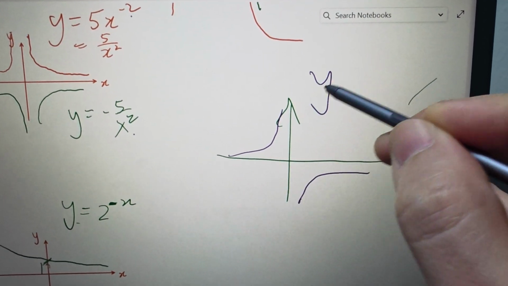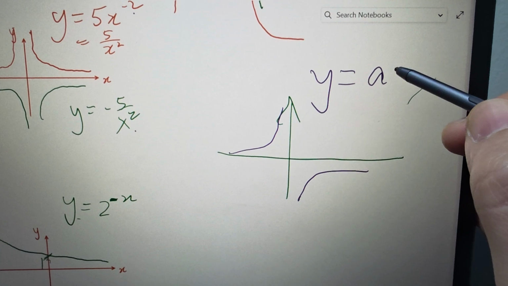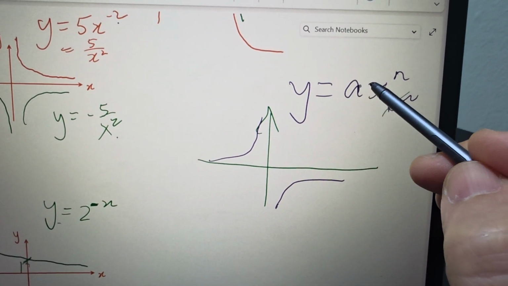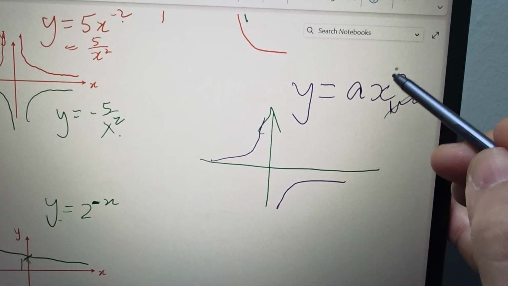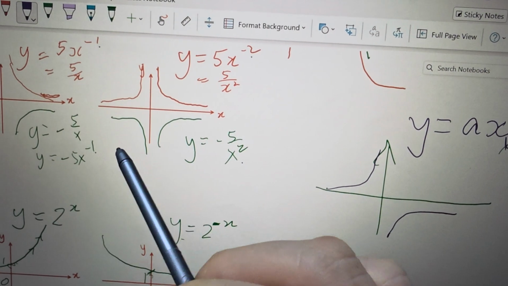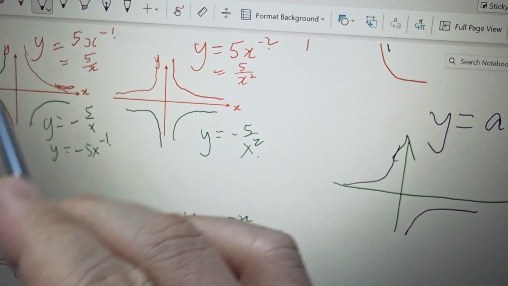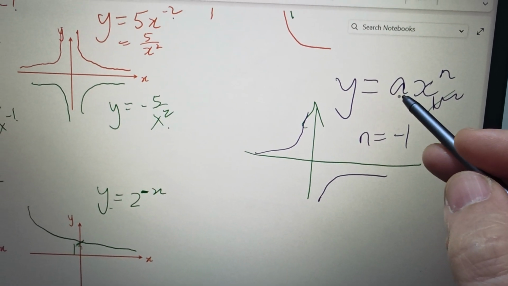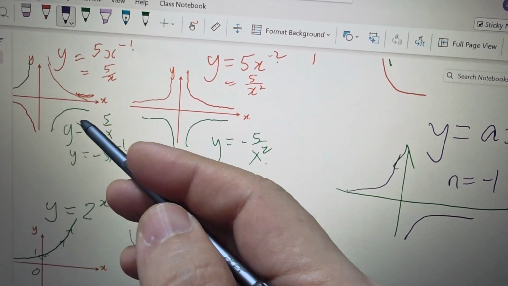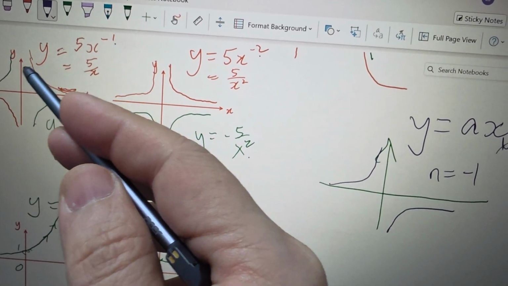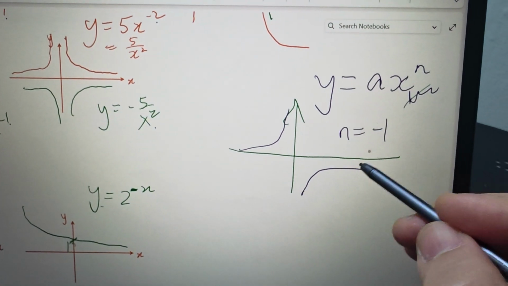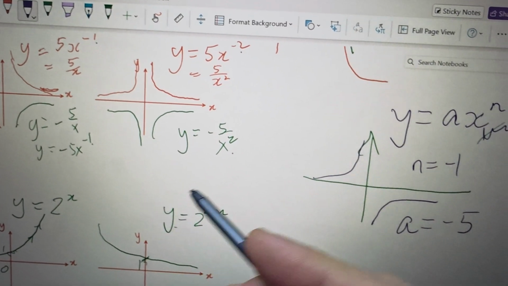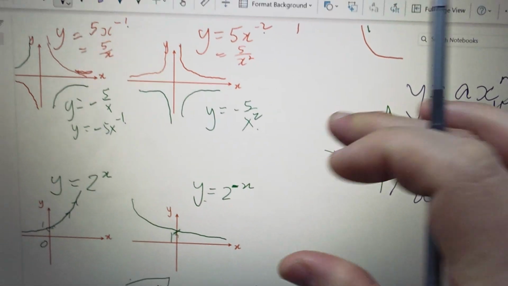So they may ask you, what is the value of A? What's the value of N? They can just say state one possible value. So you know that this must be minus 1 because it looks like that. Can you see? It looks like that. So your N is minus 1, and your A, because it's being flipped, it's not the graph that you remembered, it's the flipped version, so it can be minus 5 or whatever. Yeah, so that is something that is more difficult.